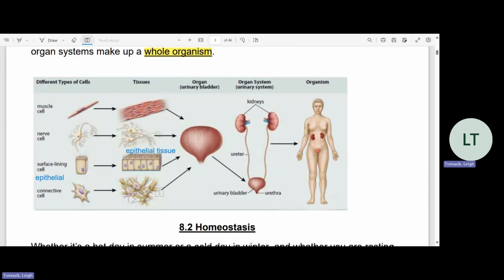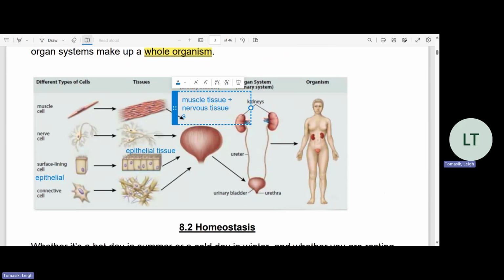So different types of tissue come together to make an organ. Okay, so this is your bladder. Your bladder is mostly a muscular pouch, right? You have muscle cells in there, or muscle tissue, to squeeze out the urine when you pee. You have nervous tissue to tell your bladder when it's time to do that.